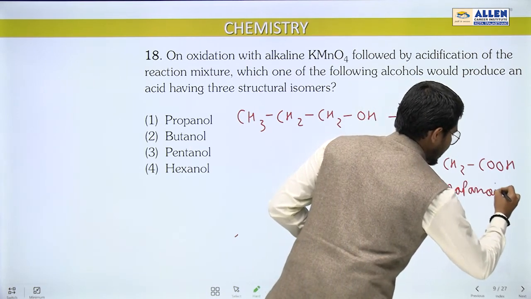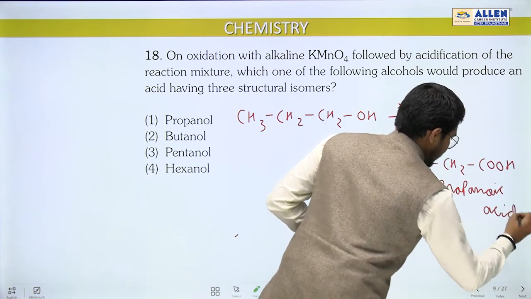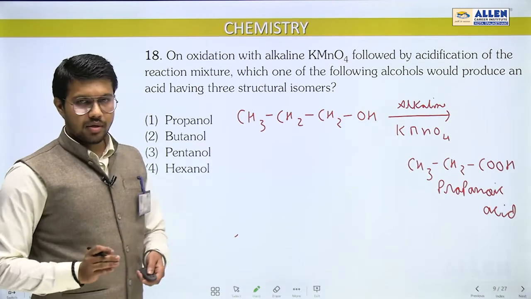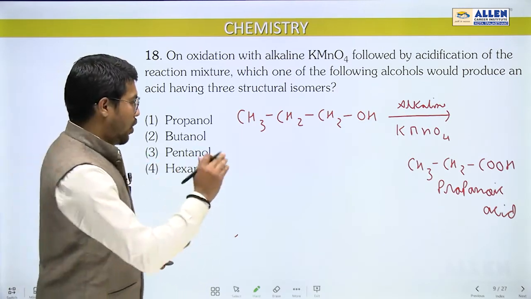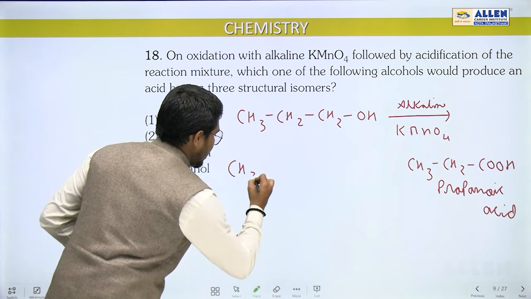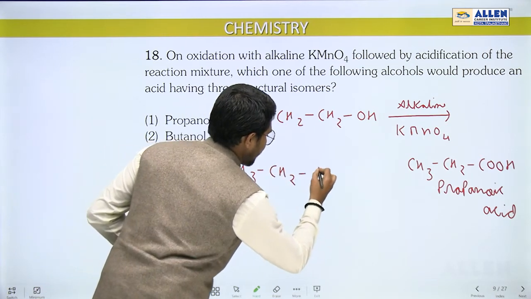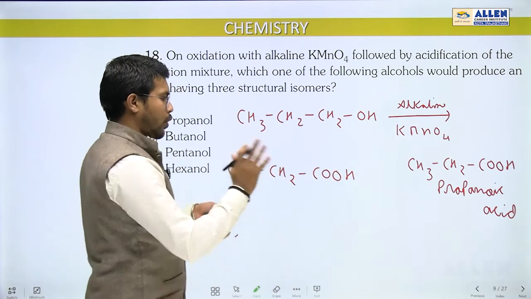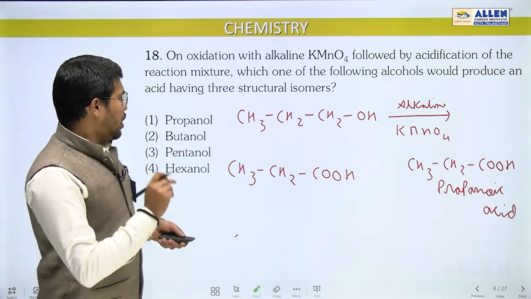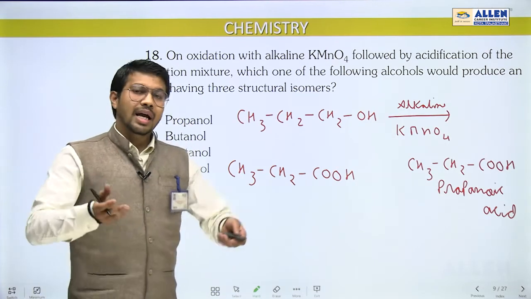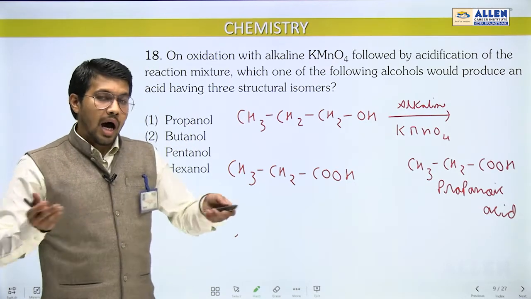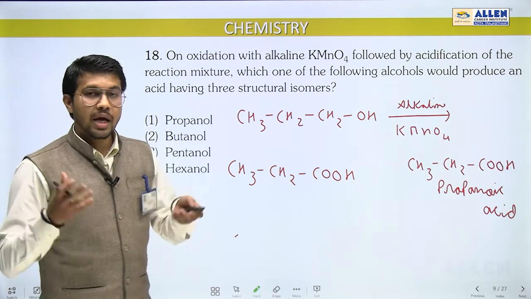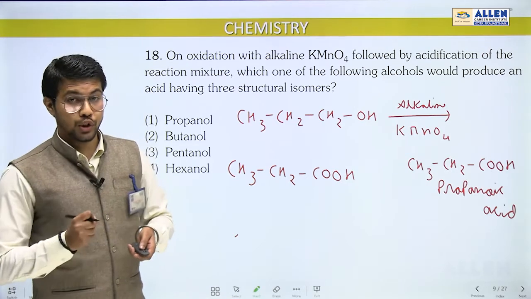Propanoic acid. Correct? Now, does this acid contain 3 structural isomers? Yes. How? First of all, this is the first structure. Correct? Now, this is the basic structure of propanoic acid. Now, students, structural isomers include other isomers also, that is position isomers, chain isomers and functional isomers also.